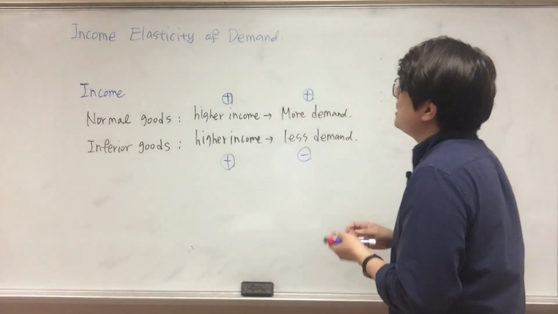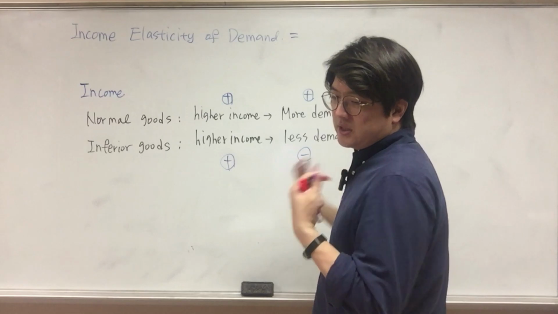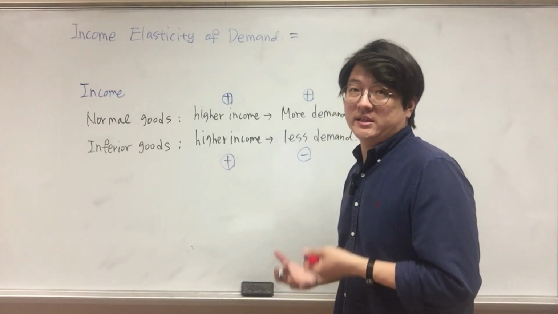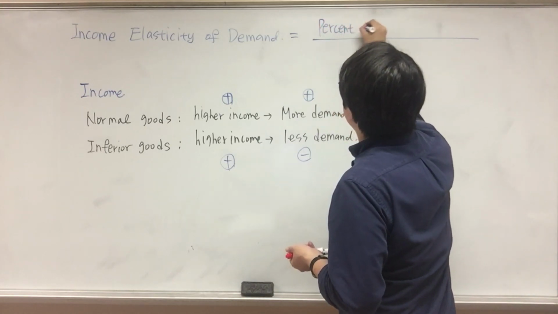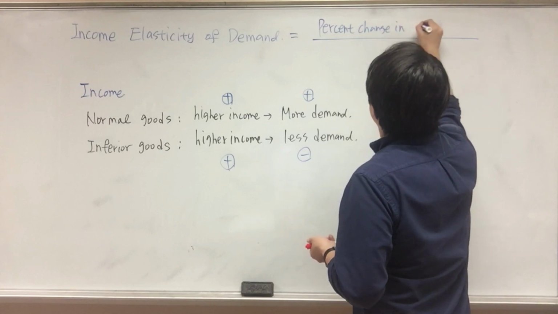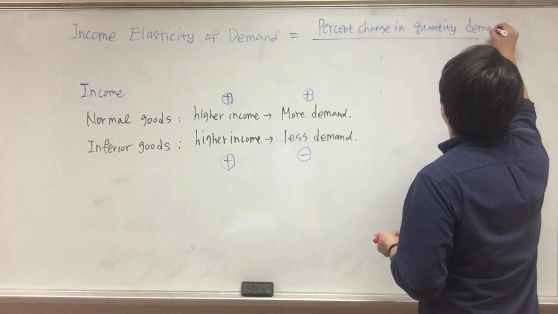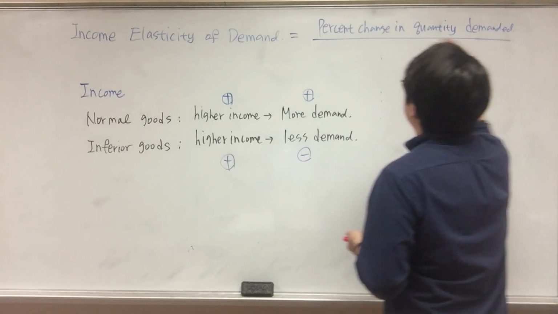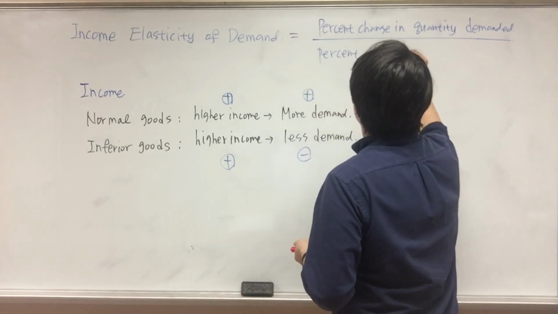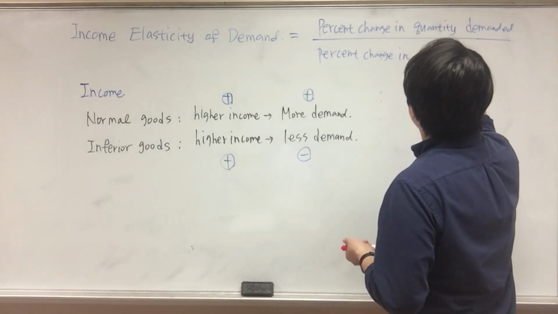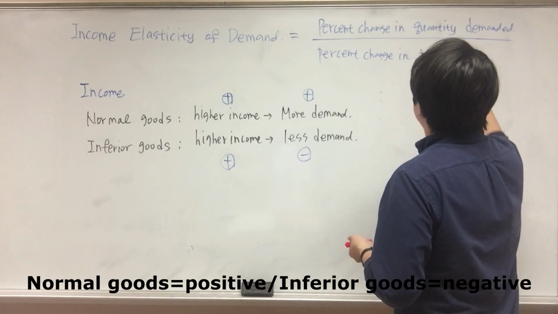So income elasticity of demand is the percent change in quantity demanded divided by the percent change in income.